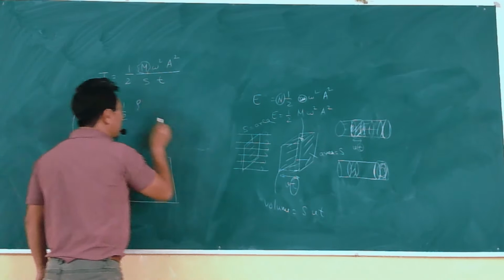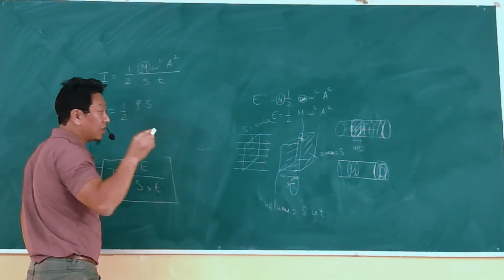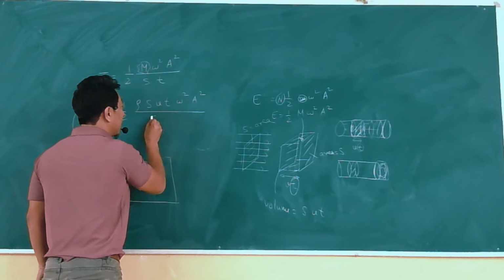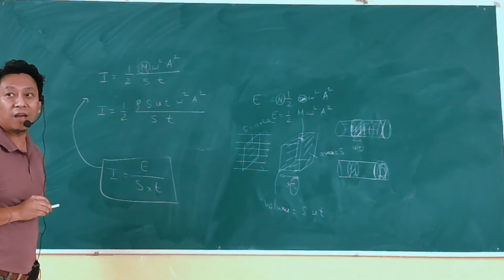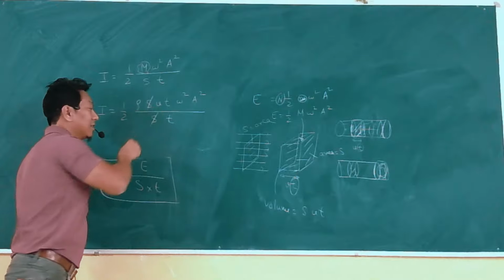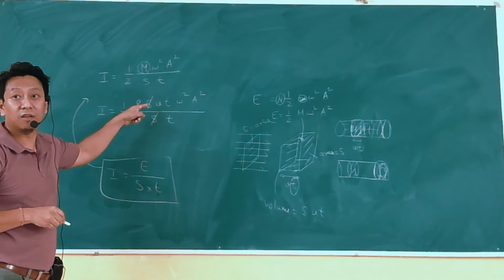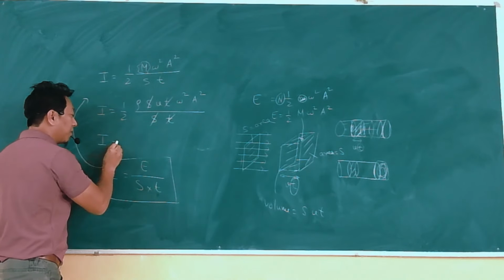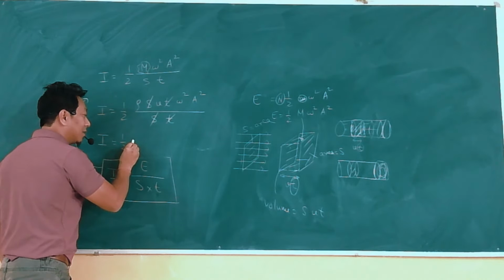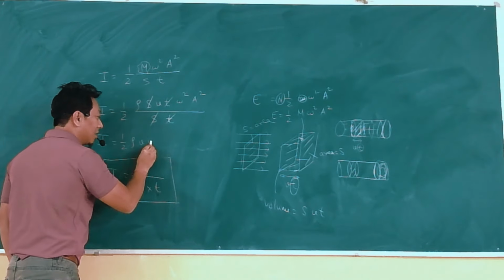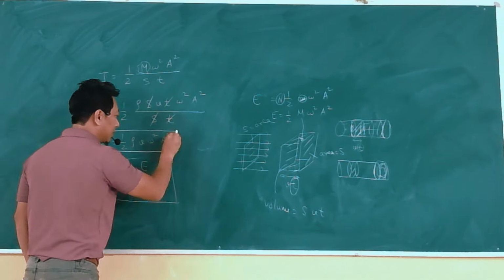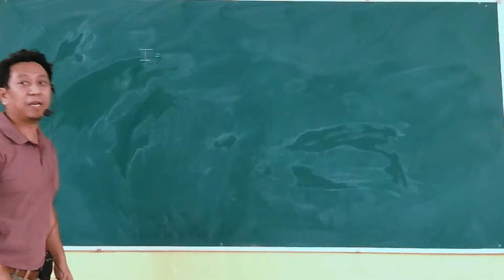What is the volume we found? Area into distance, and distance is speed into t. So we have rho S V T into omega square A square by S into T. What happens to S? It cancels. And what happens to T? It cancels. So what is the intensity of a wave? Half rho V omega square A square. Write fast. Everyone tell me the formula for the intensity of a wave in terms of amplitude. Fast.